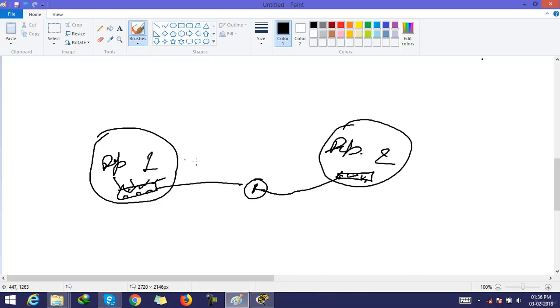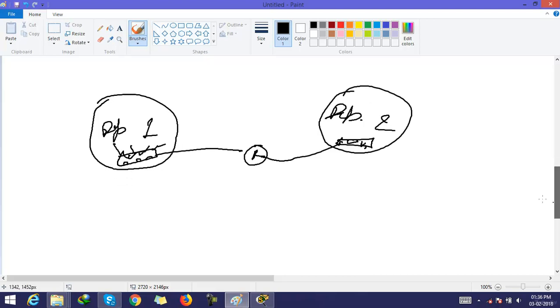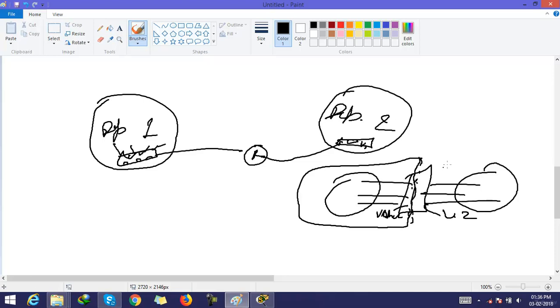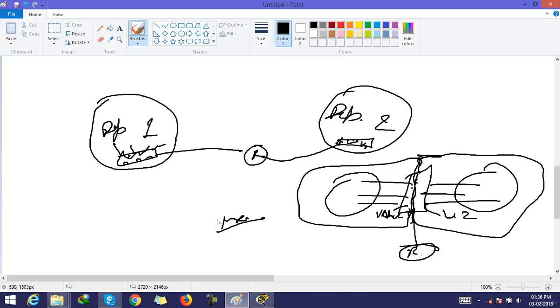But in the case of VLAN, we only use a single switch for both LANs. This switch is virtually divided into two VLANs. This is VLAN 1. This is VLAN 2. This VLAN works separately, and this VLAN works separately. And this switch is connected directly to a router. So here it affects our money. We can reduce the cost of the organization by using VLANs.